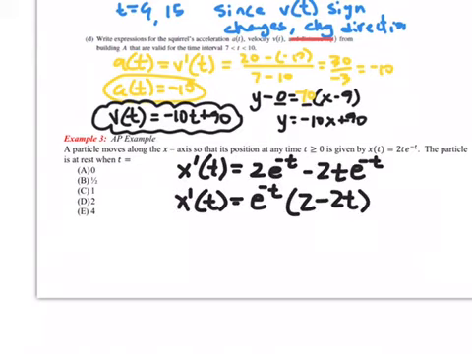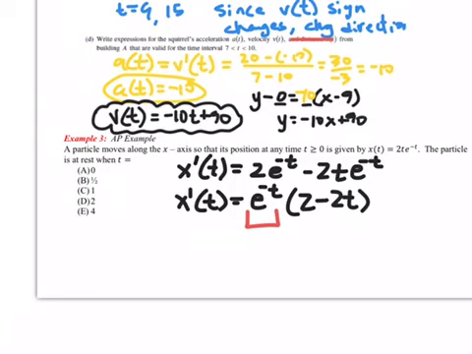Okay, so I used the product rule, derivative of the first times the second, plus the derivative of the second times the first. Be careful with that e to the negative t. And then I did something kind of interesting here and factored out an e to the negative t. And the reason why is because this expression can never equal 0. It never will.